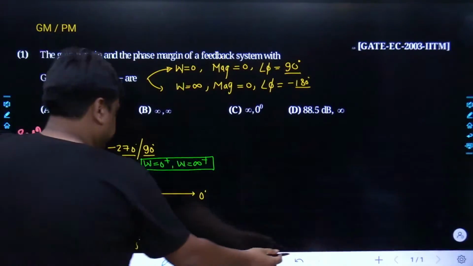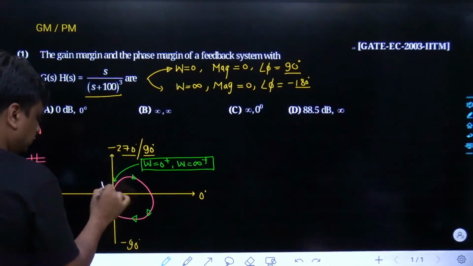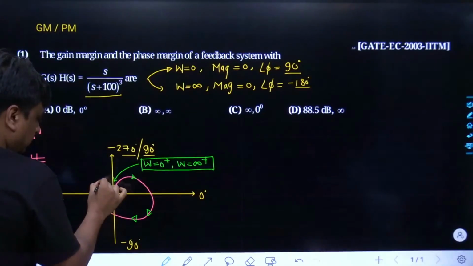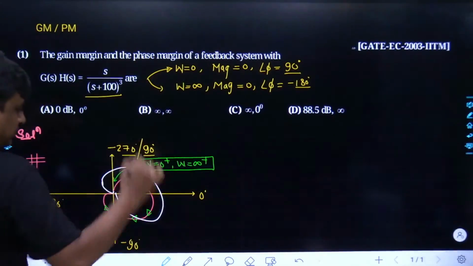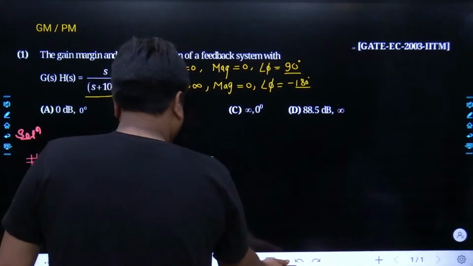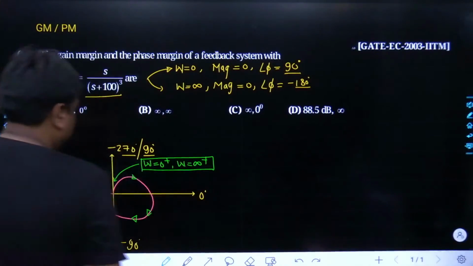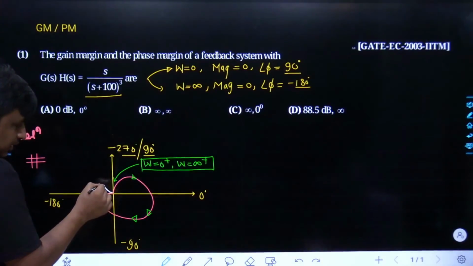Just a minute. Yes, like this it will go. Just a minute. See what we have been doing over here. You have to just take its inversion. Like this it will be.